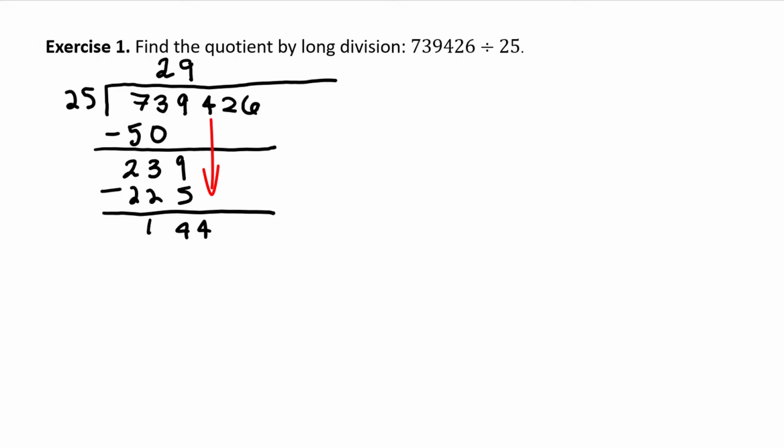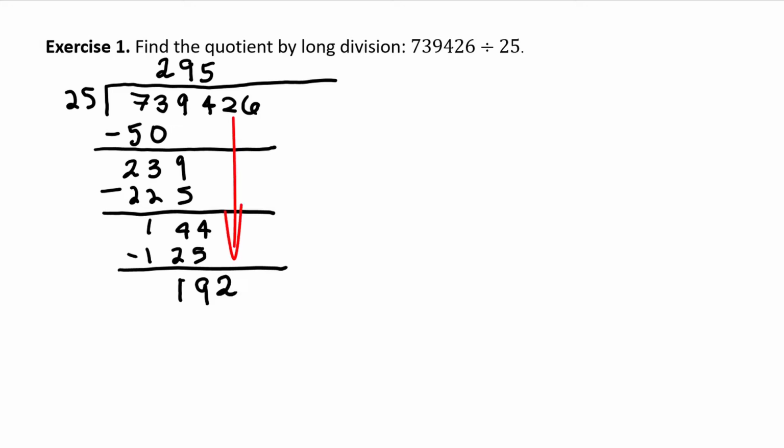So 144, how many quarters will go into 144? That turns out to be 5. And so 5 times 25 is 125, $1.25. Let's subtract that. And that difference is, I have to borrow. That's okay, I think I could do that. 14 minus 5 is 9. Good. And then the 4 becomes 3, so 3 minus 2 is 1. Bring down the 2. 192.